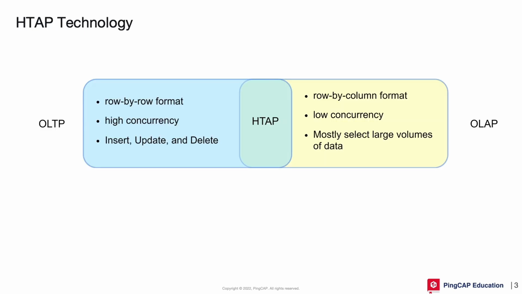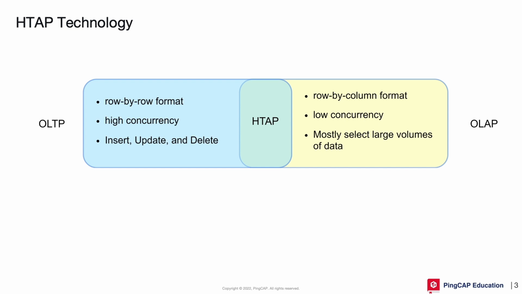In 2005, Gartner proposed the concept of the hybrid transactional analytical processing database. Today we call this the HTAP database. In 2014, Gartner clarified its definition. HTAP databases support OLTP and OLAP use cases.